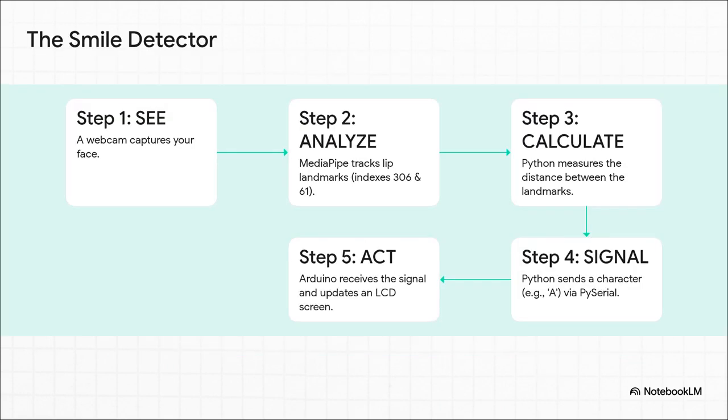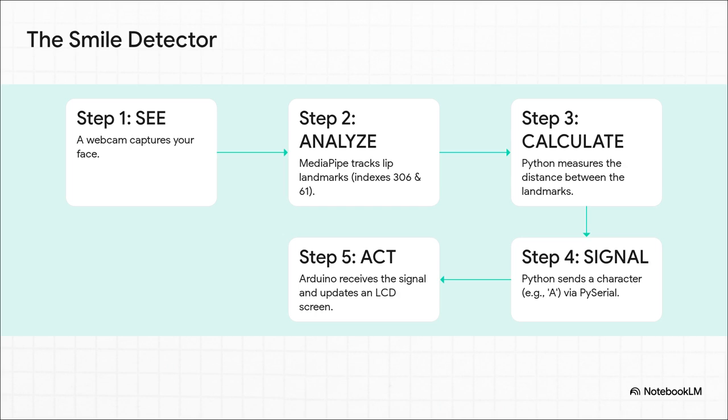So here's how that data flows. It's a 5-step process. First, the webcam sees your face. Easy enough. Second, MediaPipe, our eyes, zeroes in on the landmarks right at the corners of your lips. Third, the Python brain calculates the distance between those 2 points. The wider the distance, the bigger your smile, right? Fourth, based on that number, Python sends a really simple character, like the letter A, through our nervous system, PySerial. And finally, fifth, the Arduino hands get that A and act, updating a physical screen to say smiling.